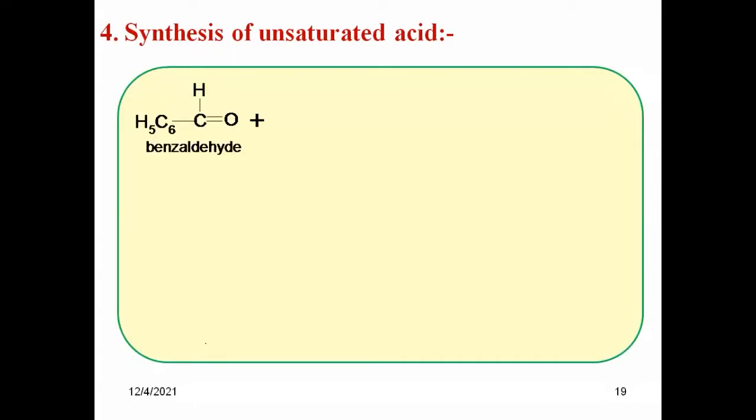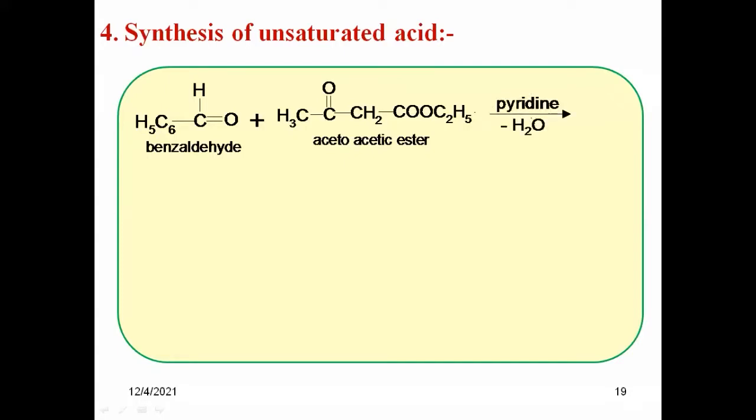Again, here we are using benzaldehyde. When that benzaldehyde is reacted with acetoacetic ester, the acetoacetic ester is our active methylene compound. This reaction is carried out in the presence of a base; here we are using pyridine as the base. The two hydrogen atoms from the active methylene group, and the oxygen atom from the aldehyde, benzaldehyde, form a water molecule as a byproduct. I have written minus H2O on the arrow, and the two molecules condense together to form the corresponding product.